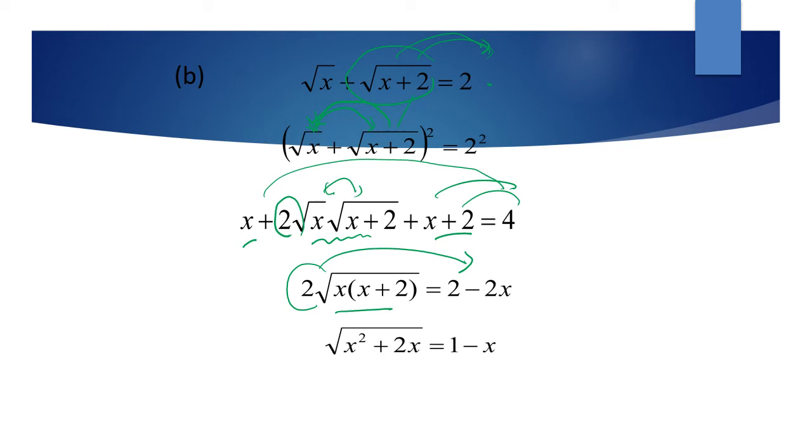So we have surd x squared plus 2x equal to 1 minus x. Okay, since we still have a surd on one side, what should we do? We square both sides again.